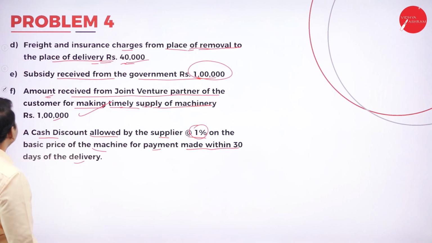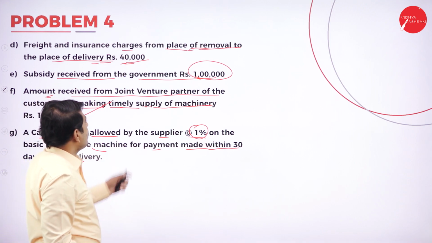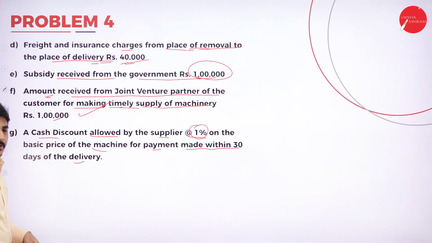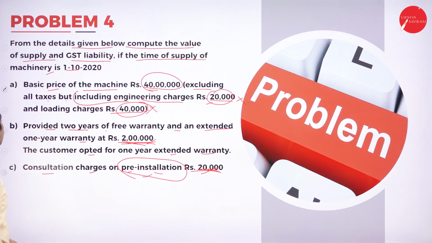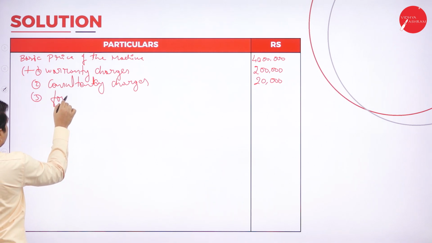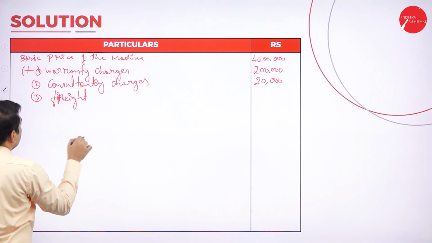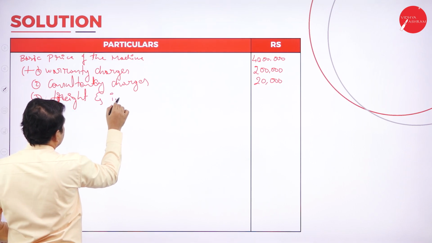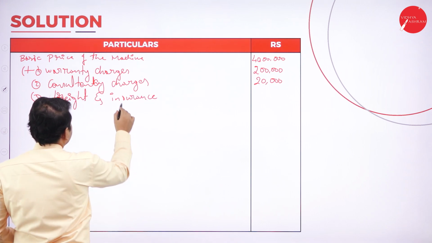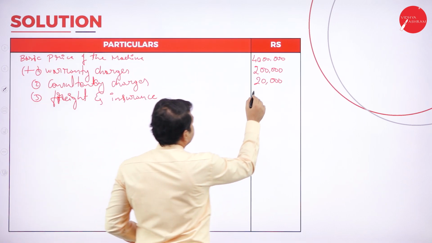Next item, freight and insurance charges from the place of removal to the place of delivery, 40,000. Freight and insurance, we can take this. Third one, freight and insurance. How much? 40,000.